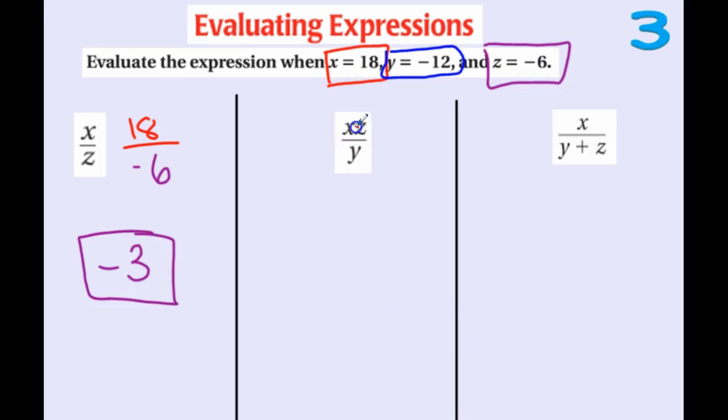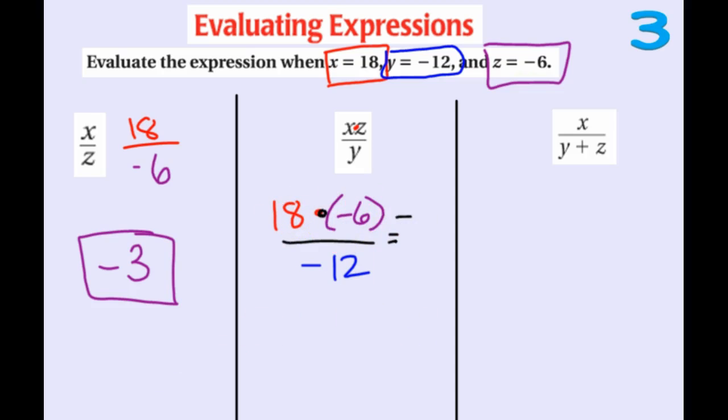Next, we know because these two are touching, that means multiply. So we have X, which is 18, times Z, which is negative 6, all divided by Y, which is negative 12. We need to simplify the numerator or the denominator before we can divide. So I know happy and grumpy don't get along. It's going to be a negative.